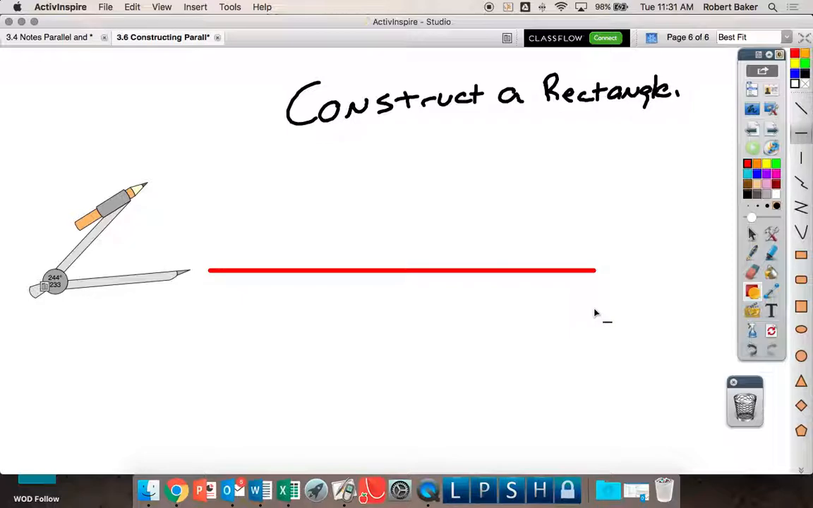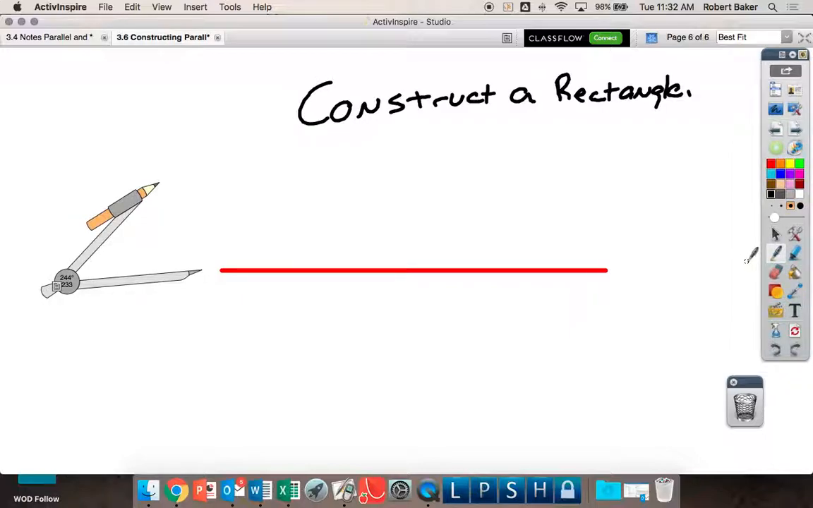Okay, step 1. I drew a line that is one of the 4 sides that is completed. I drew a line segment. Thank you, Josh. What else do I need to do to make a rectangle? Put a point on the line. What else? What is a rectangle comprised of? 2 pairs of parallel lines, or 2 sets of parallel lines, and 4 right angles.